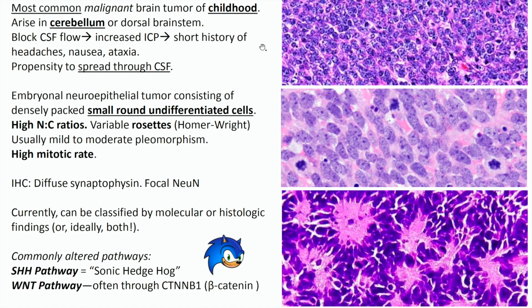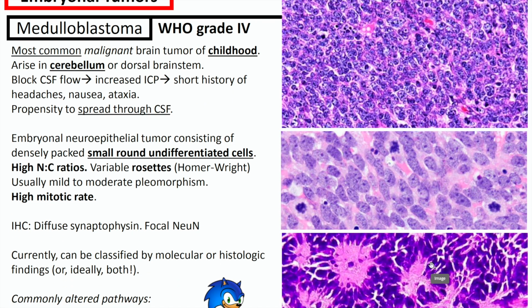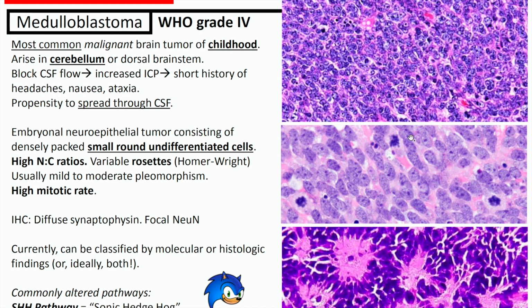And there's some commonly altered pathways in a medulloblastoma, and that's the sonic hedgehog pathway and the Wnt pathway, which is often through CTNNB1 or beta-catenin. So here's what a medulloblastoma may look like histologically. We see those Homer-Wright rosettes and the small round undifferentiated cells.